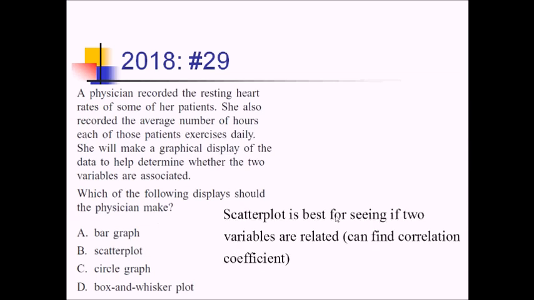Scatter plot's great if you want to see if two variables are related, because as you might remember, we can do a line of regression. We can find the correlation coefficient using a scatter plot. It really just works best whenever you're trying to figure out what the relationship is, if any, between two sets of data. Now, these other ones, bar graph, circle graph, box and whisker plot, these are all good for one set of data. And they're good for sorting things and seeing the distribution of the data, but they don't really tell you if two different things have a relationship. So scatter plot is the best answer on this one.